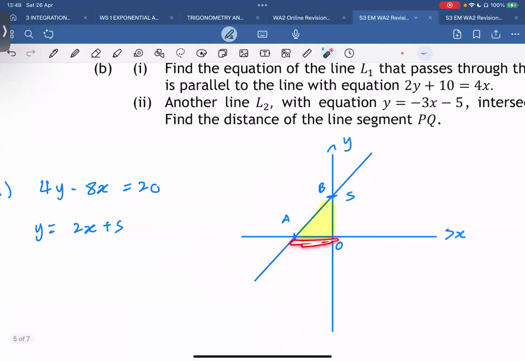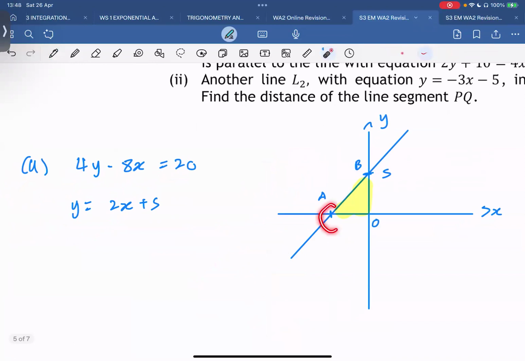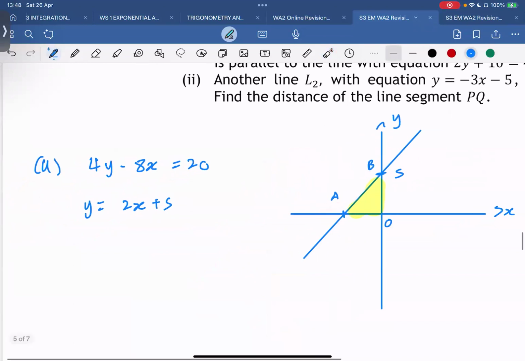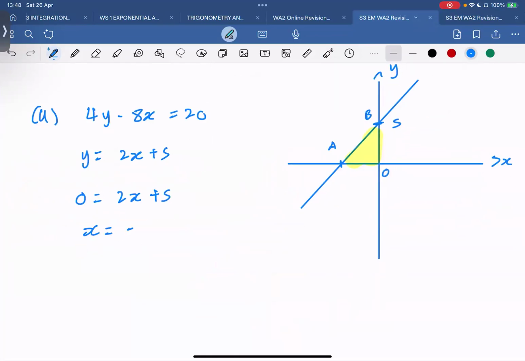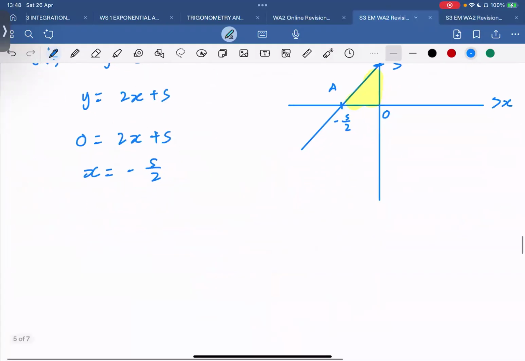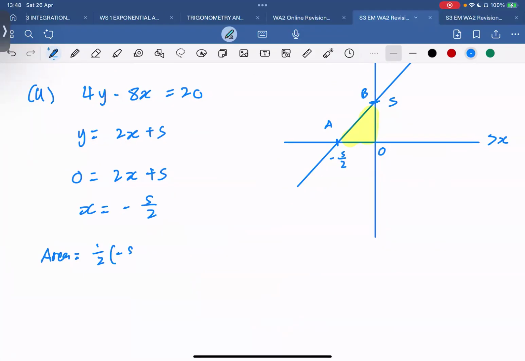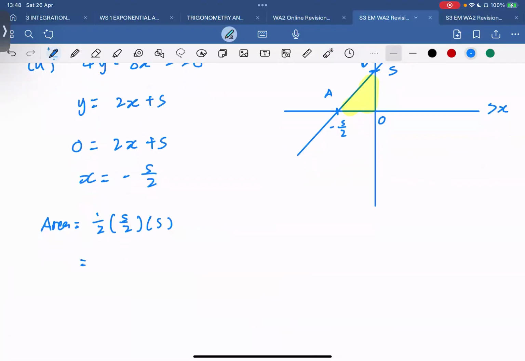So now let's find the length of AO. And to find the coordinate of the x-intercept, we just have to let y be 0. Okay, so 0 equals to 2x plus 5. Solving for x, we'll have negative 5 over 2. That means the coordinate of A over here will be negative 5 over 2, comma 0. So now we can find the area. So half times base times height. Okay, take note, don't put the negative sign in because we are only looking at the length. This will give us 6.25 units square.